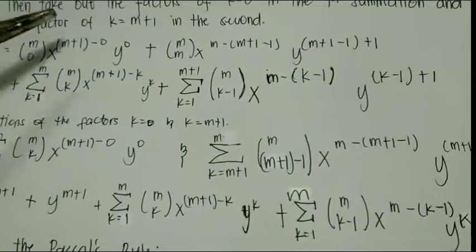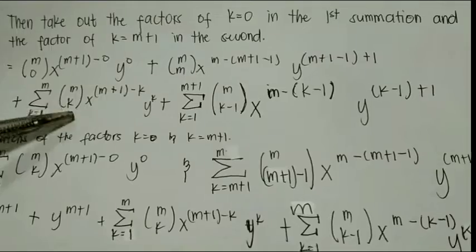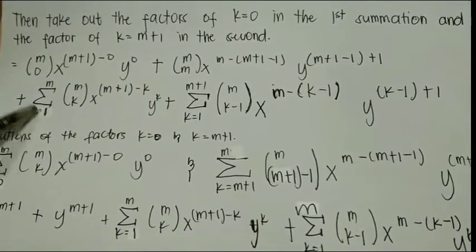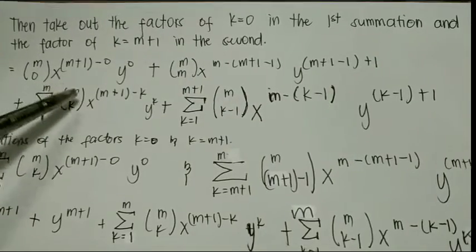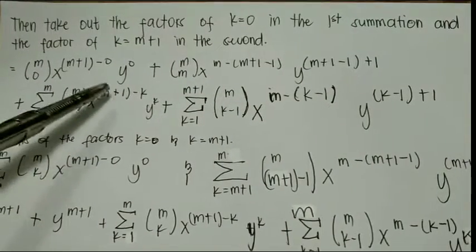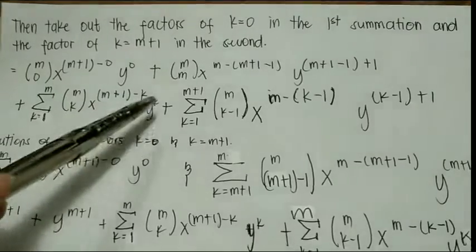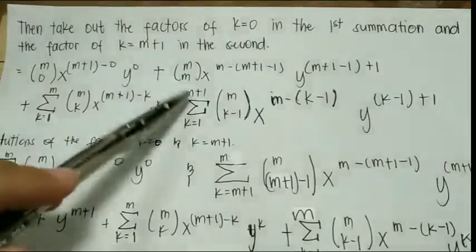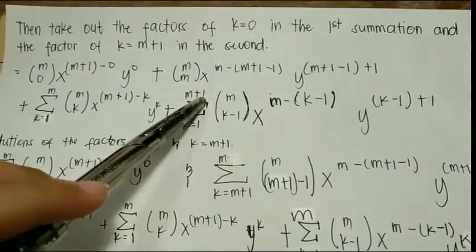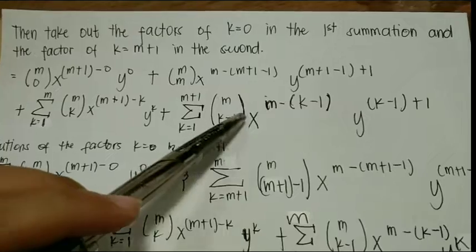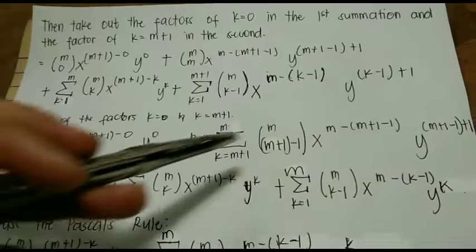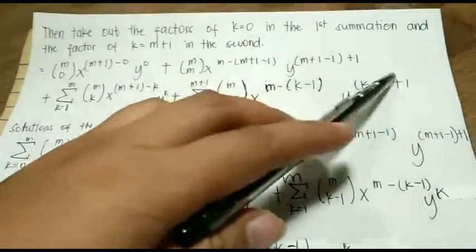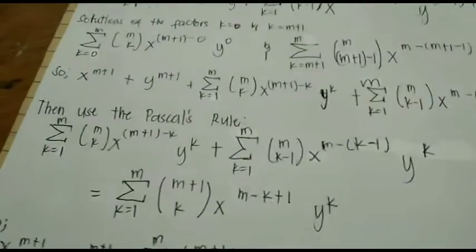And then we add the summations we had earlier: the summation of k is equals to 1 to the m taken by k, x with the power of m plus 1 minus k and y with the power of k, plus the summation of k is equals to 1 to m plus 1 of m taken by k minus 1, x with the power of m minus k minus 1 and y with the power of k minus 1 plus 1. So, this is the result.